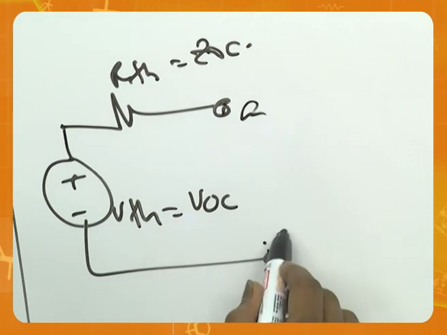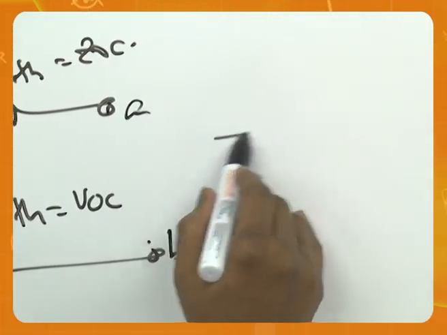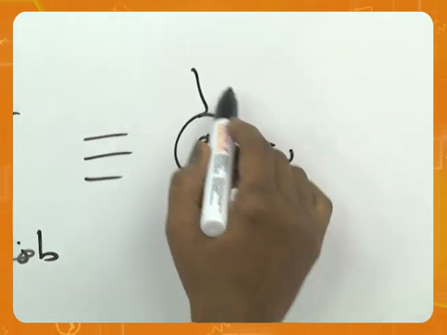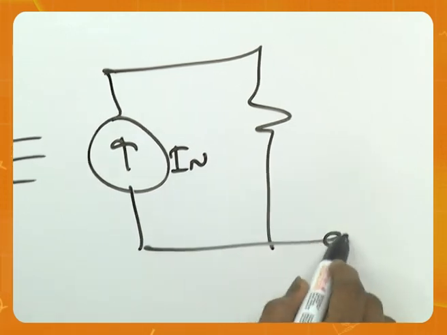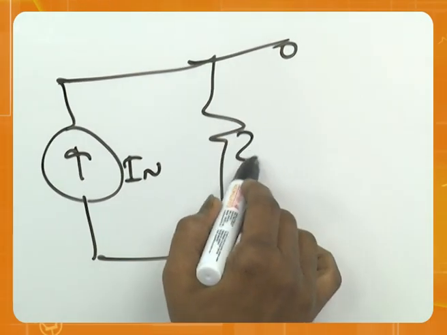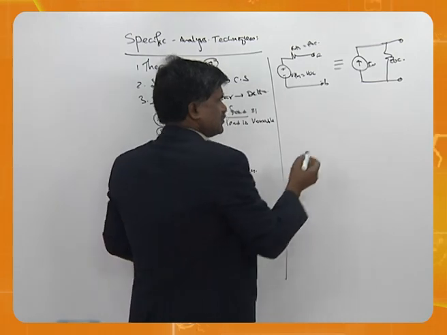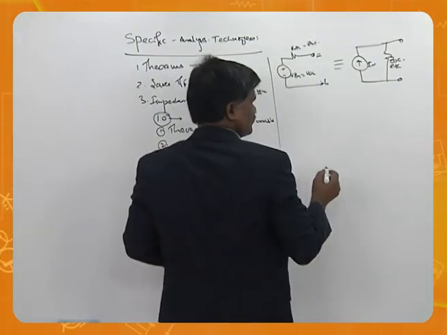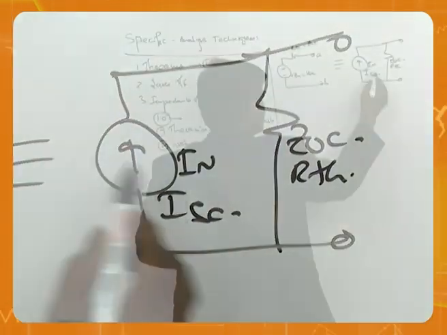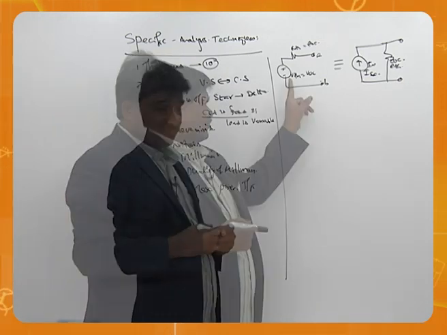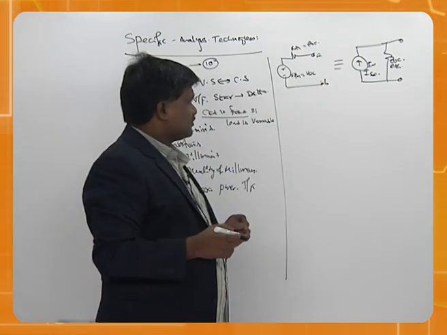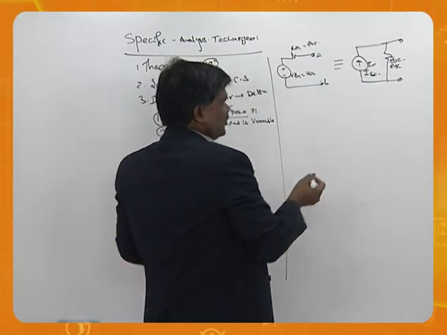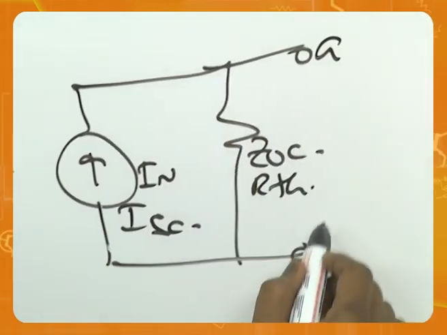Suppose this is called AB, and that is equal to ISC or Norton's. Because it's a current source, it is parallel. Same ZOC there. This is called same R Thevenin here. This can be called the short circuit current. Therefore, VOC followed by ZOC, ISC followed by ZOC. Suppose you want to see the equivalency here, call it this.